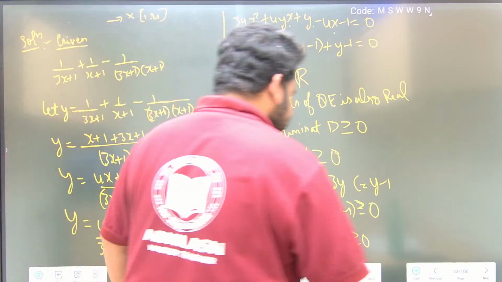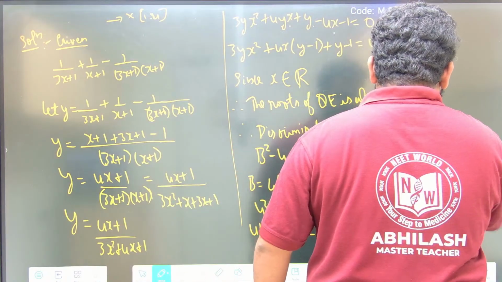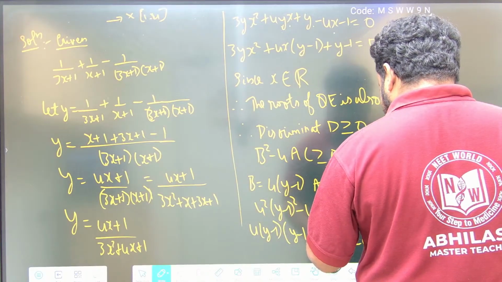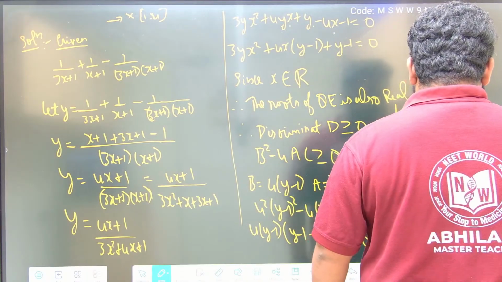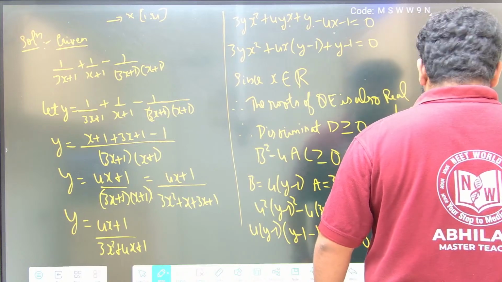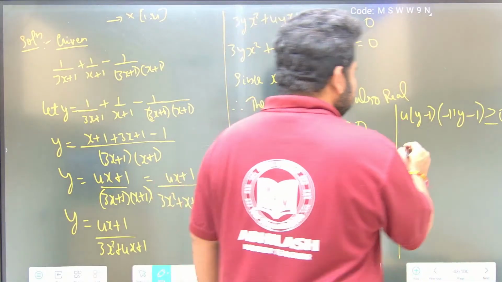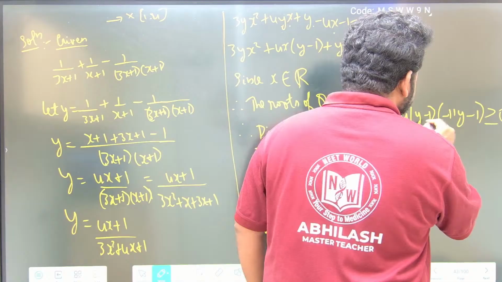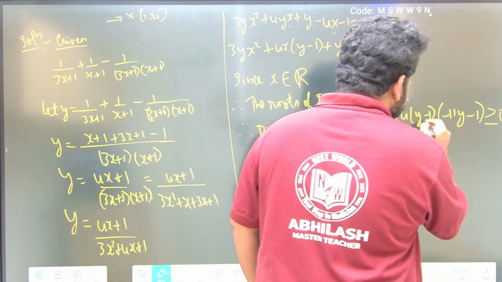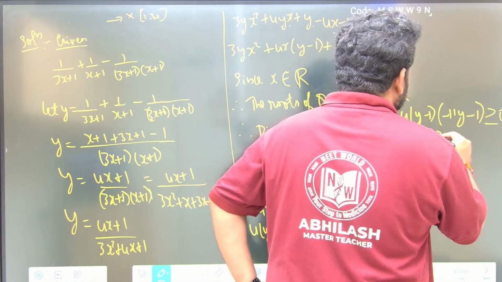So this I can write as 4 times y minus 1 into, y minus 12y, which is minus 11y. Minus 11y minus 1 is greater than or equal to 0. Now see here, what I can do? I can multiply y minus 1 into this one. y into minus 11y is minus 11y square, minus y.